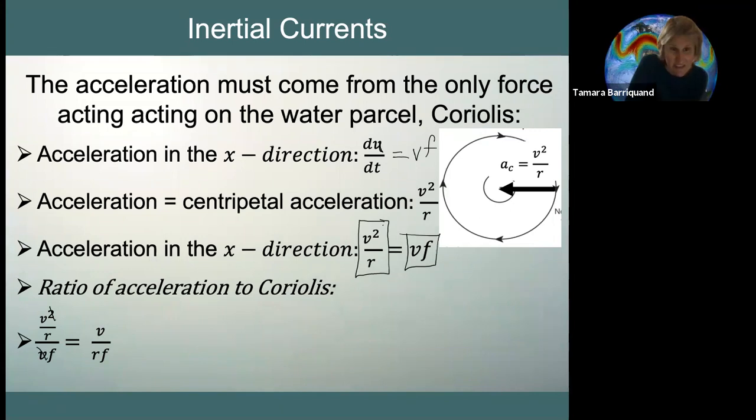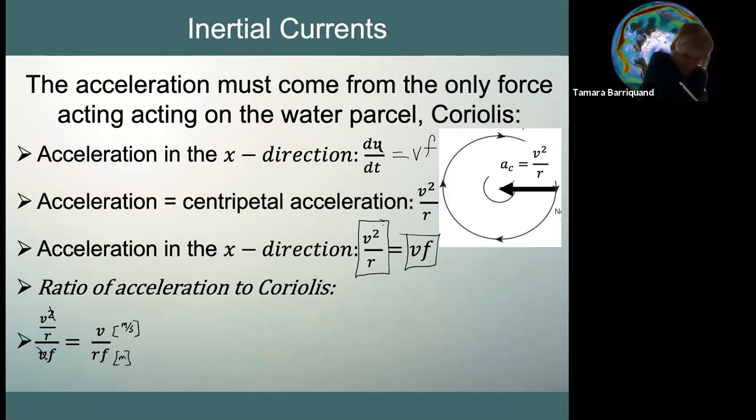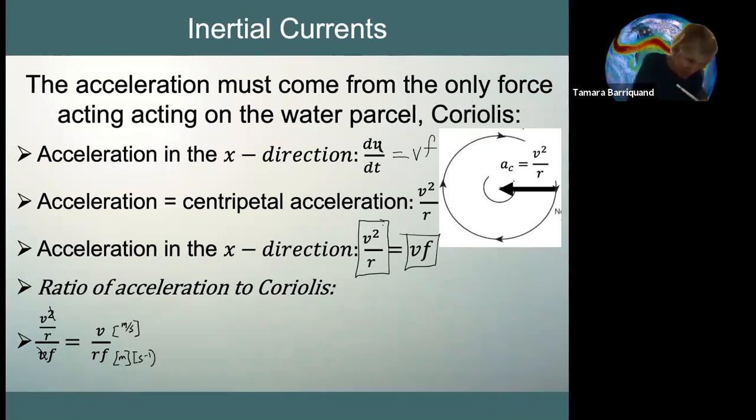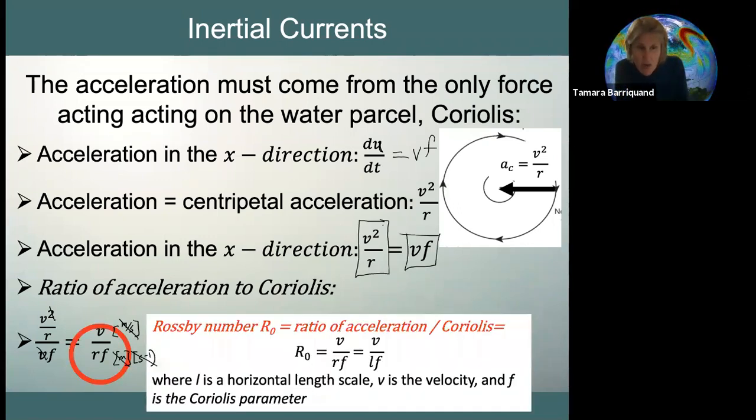And this right here, if we look at it, in the numerator, v, the units of that are meters per second. And in the denominator, radius is in meters. And f is a frequency, it's in per seconds, s to the minus 1. And so we see that our meters per second will cancel with our meters per second. So we have no units. This is a dimensionless parameter. V over rf, this is our Rossby number.